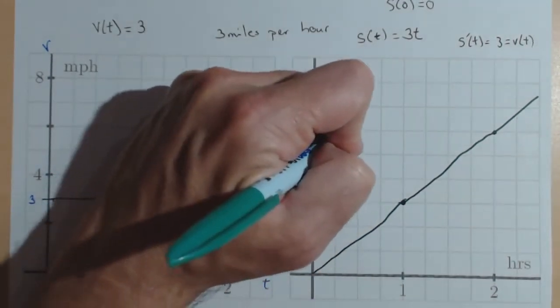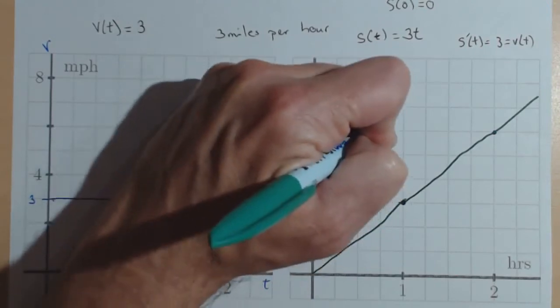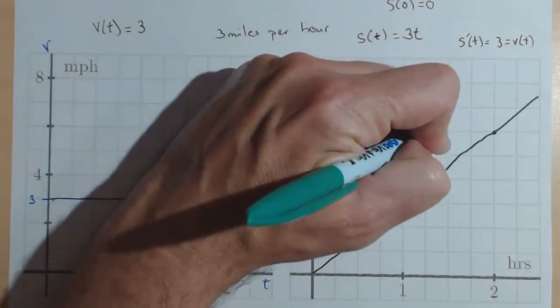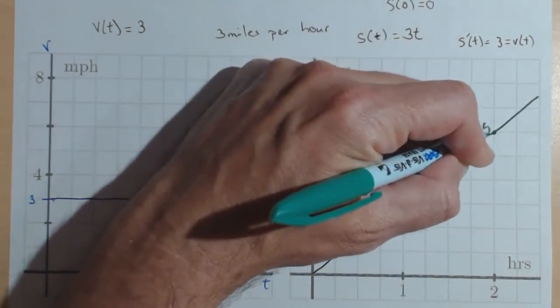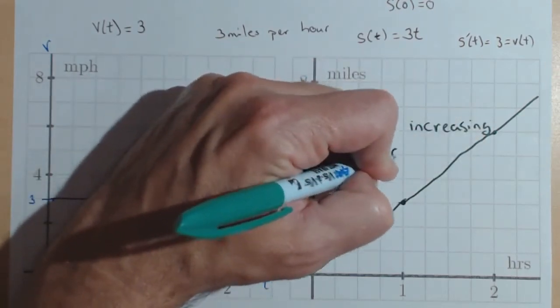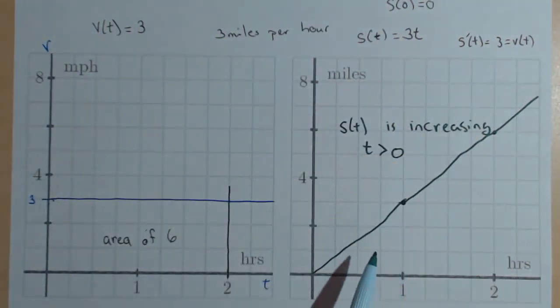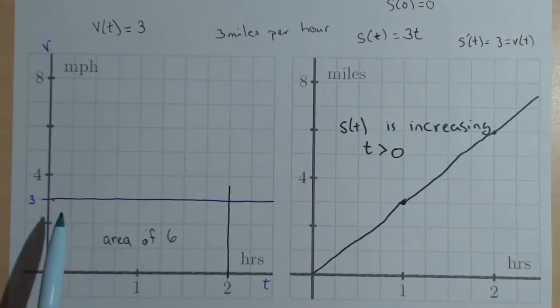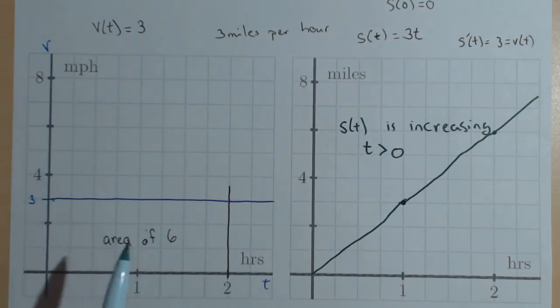Now, if we wanted to know for what values of t is s increasing, well, we could certainly say s of t is increasing when t is greater than 0. Now why does this make sense? Well, when t is greater than 0, s prime of t is positive, or v of t is positive, which means s of t is an increasing function because its derivative is positive.